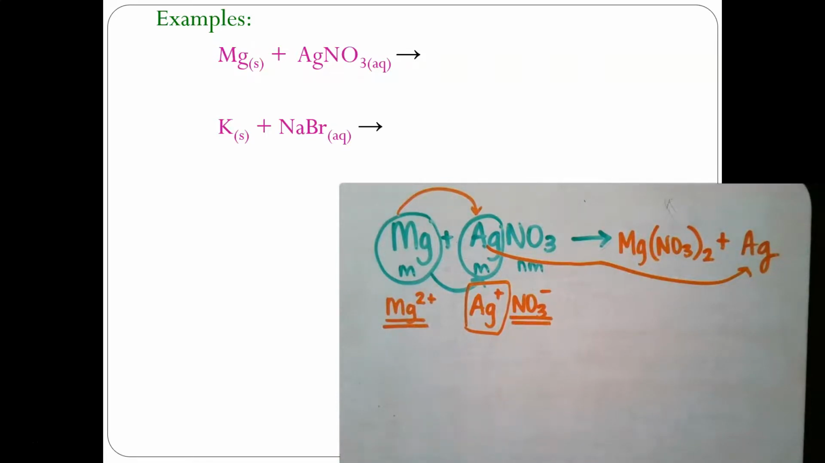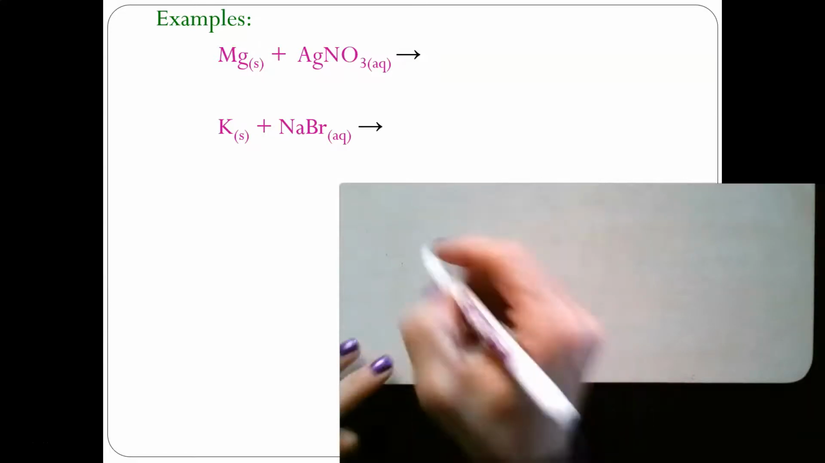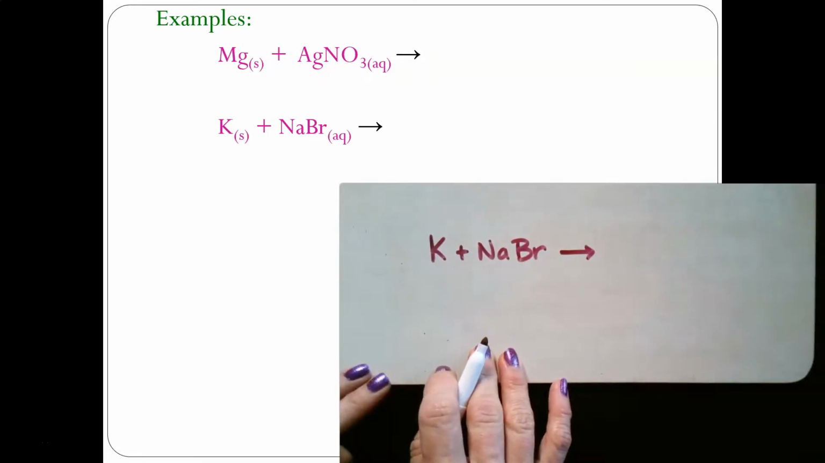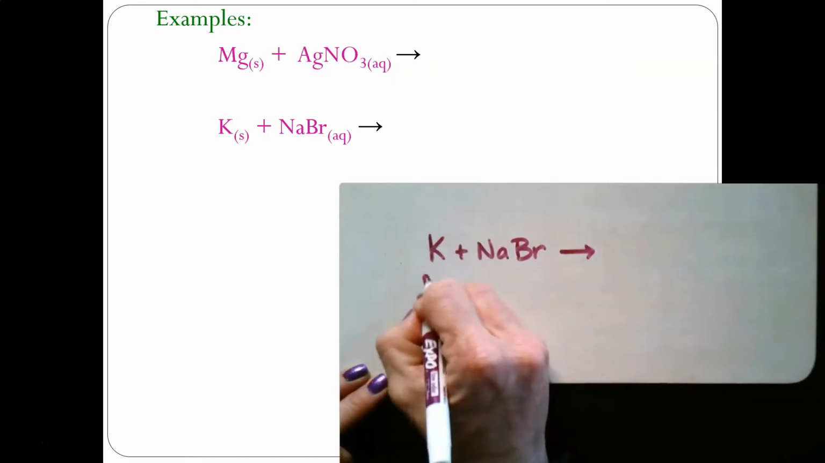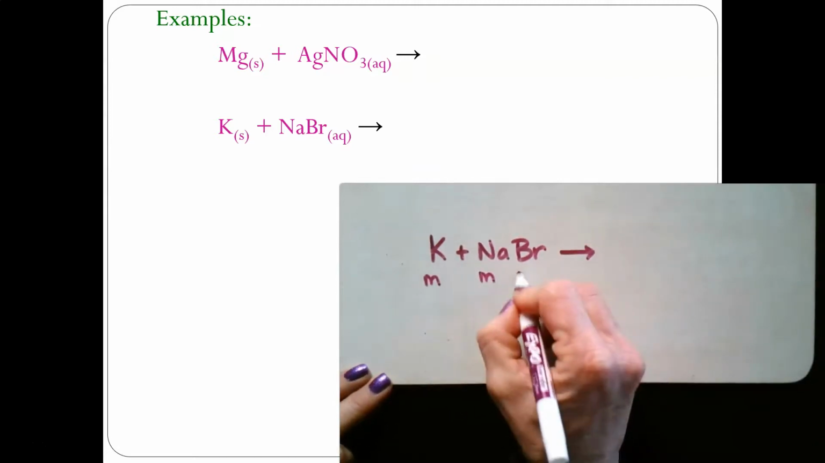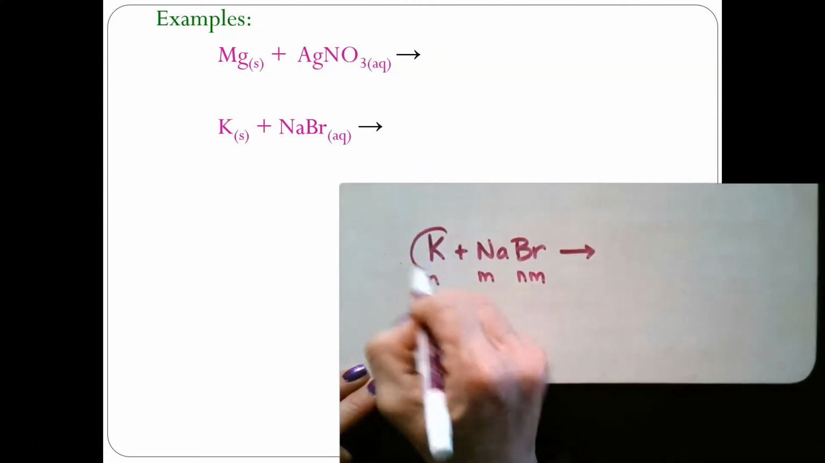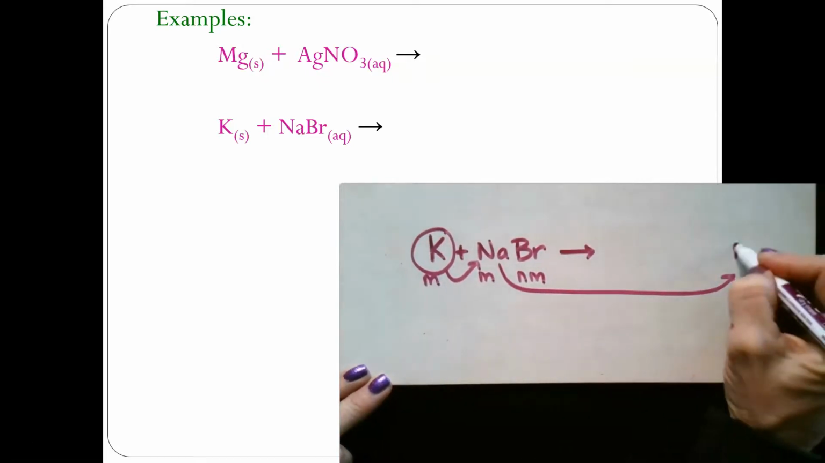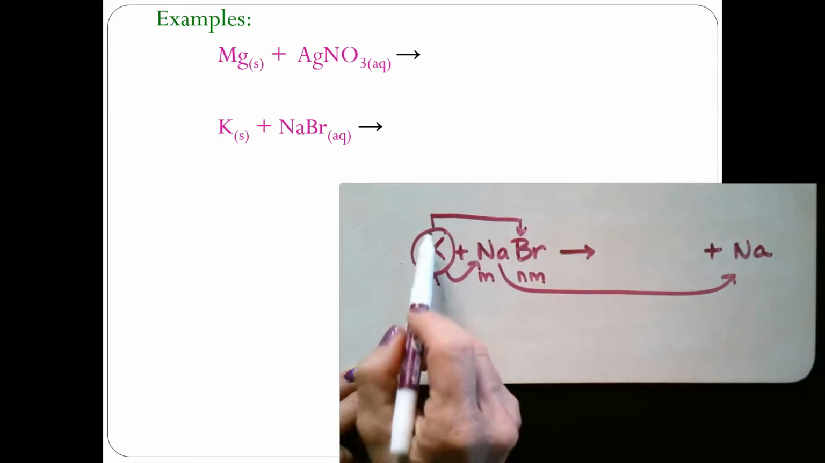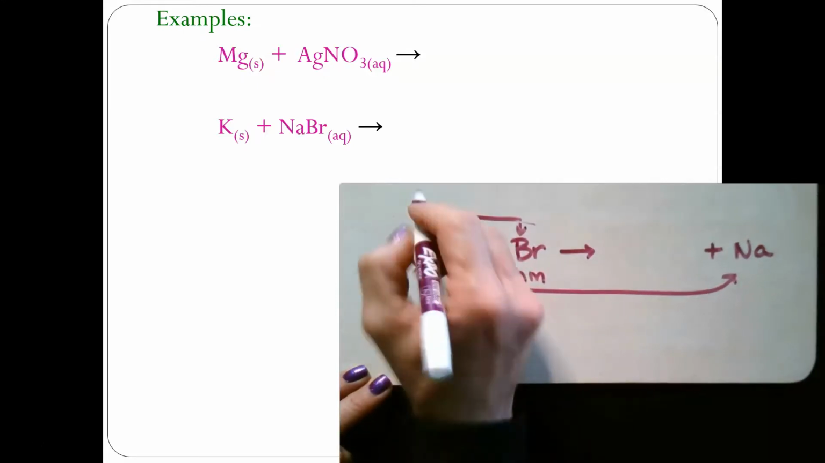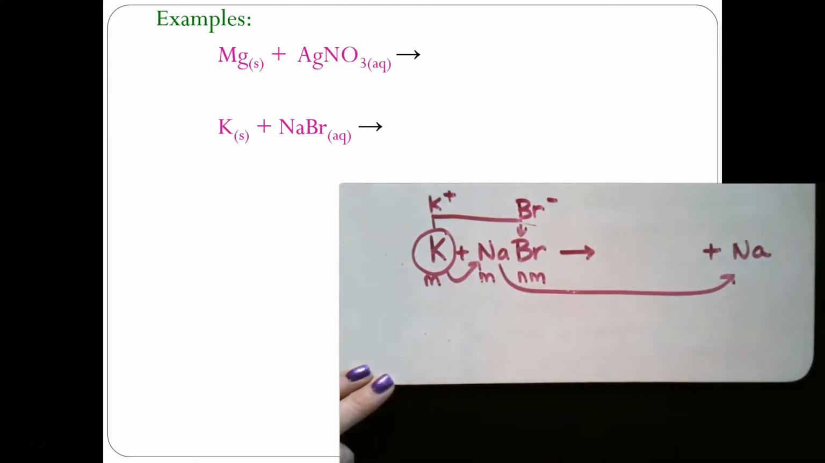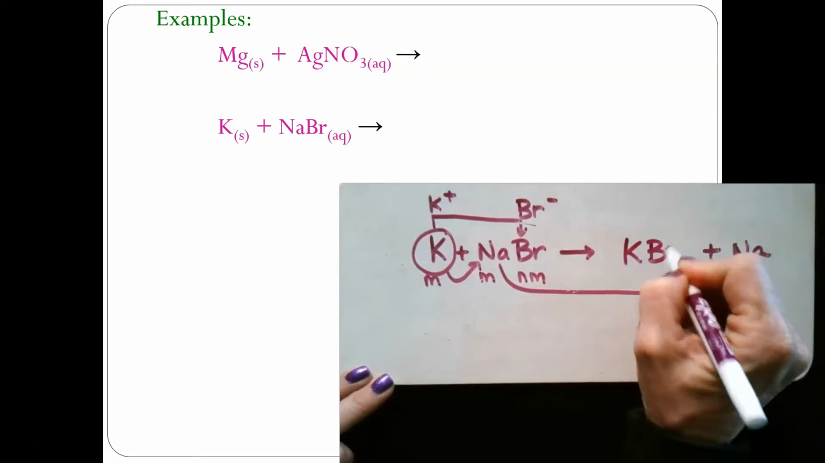Okay, let's try the next one. In my next problem, I have K and NaBr, and I want to know what they're going to form. So first I start by finding out that potassium is a metal, sodium is a metal, and bromine is a nonmetal. So I'm expecting potassium to come kick out sodium. So I'm going to have sodium alone. And what's left is K and Br. K's charge is plus and Br's charge is minus. And so when I crisscross them, I simply get KBr.